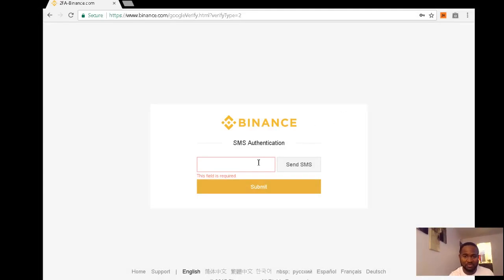Once you get that right, this comes up and it tells you that you need to put in your number to get an SMS code, to be sure that you are the authentic user of the login details you put in. So you put your number in here, and then you click send SMS. Okay, so I'll be doing that shortly. I put my number in there, and then I click send SMS.